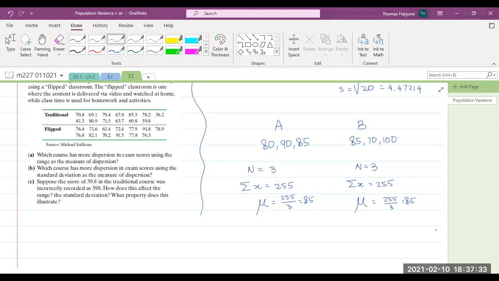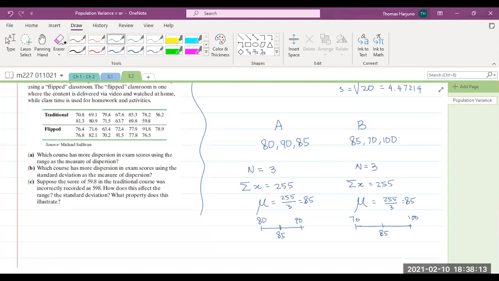Of course, visually you can see that for A, the mean is 85, and it has 90 here and 80, while the one here has 85, 100, and 70. So clearly, B varies more. B deviates more from the mean compared to A, even though they have the same mean. A is more stable. B has more variation.